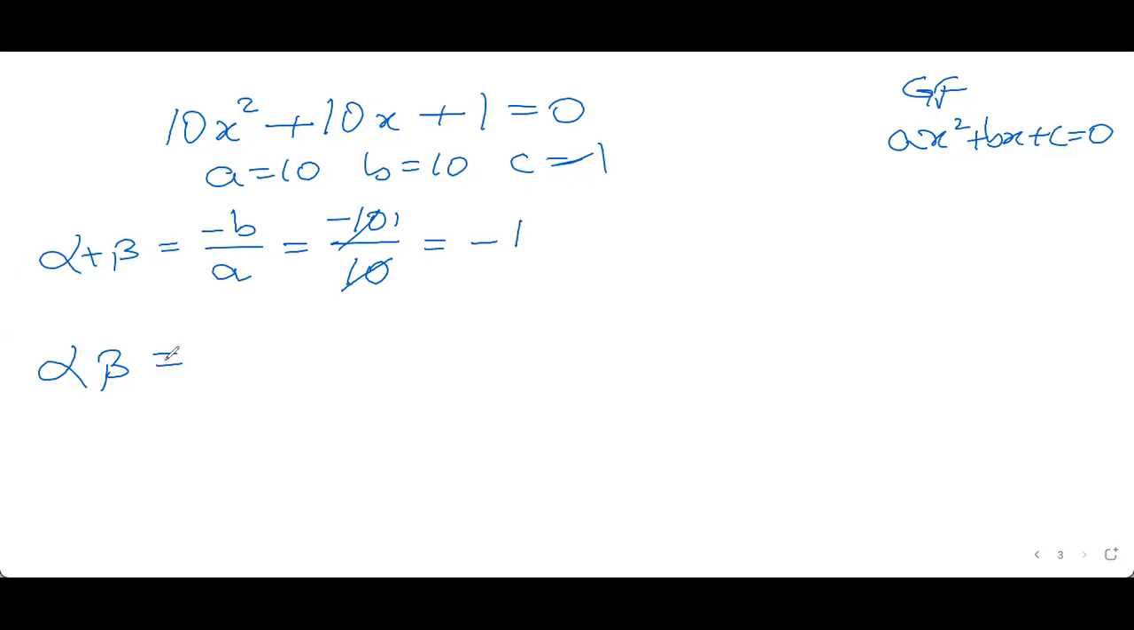Similarly, if we have to find the product of the roots, the formula is C by A. C here is 1. A here is 10. So C by A is 1 by 10. The sum of the roots, alpha plus beta, is minus 1. The product of the roots, which is alpha multiplied by beta, is 1 by 10.